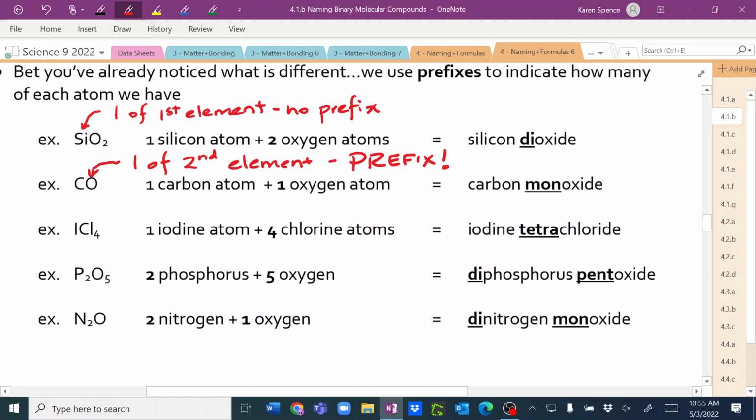Iodine is the first element, so we call it just iodine. And then we have 4 chlorines, so that means tetrachloride. Now, tetra is sometimes one that students have trouble remembering. If you have trouble remembering, has anyone ever played Tetris? No. Okay, then that will not help you at all. Tetris is made of 4 little cubes stuck together. All the shapes are made of 4 little squares stuck together. Anyway, tetra means 4.